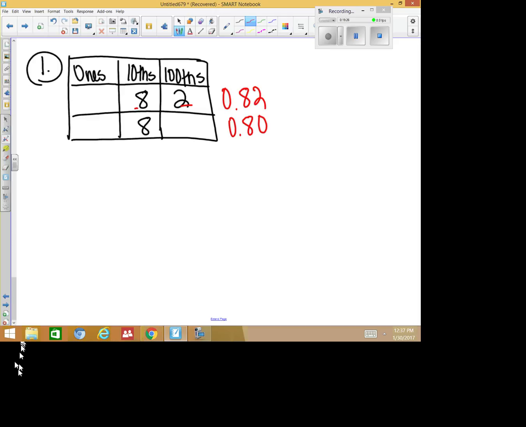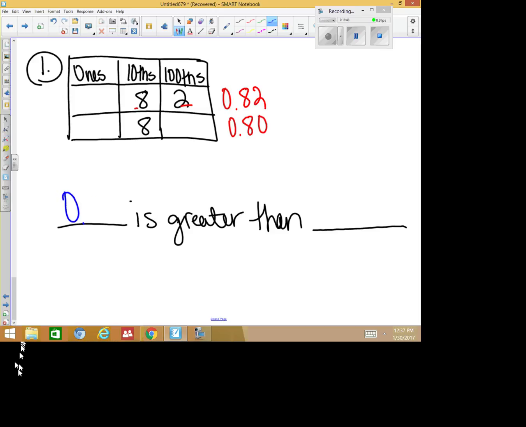Do you see the little sentence underneath? Blank is greater than blank. So, which one is greater? 0.82 is greater than 0.8, or you can put the 0.80. I'm okay with both. That's okay. It's still correct.